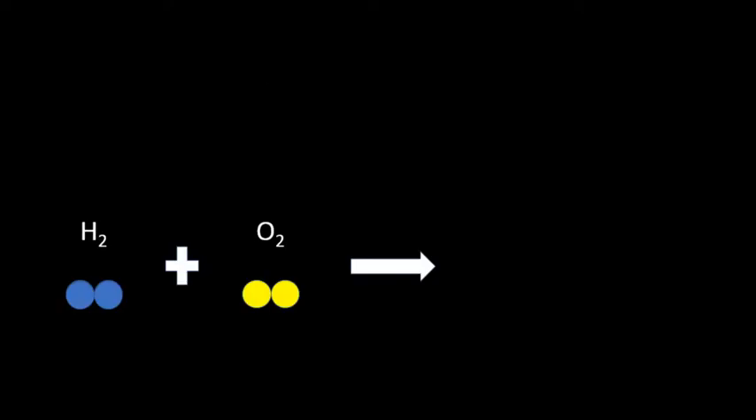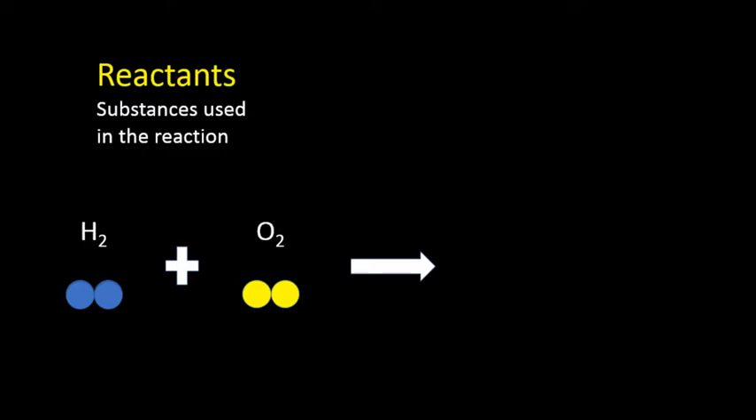This is Quick Clip 3.02, Chemical Reactions, and in this lesson we're concentrating on the signs that a chemical reaction has occurred. So first, let's take a look at an example of a chemical reaction. On the left, we see two atoms or a molecule of hydrogen. We have a molecule of oxygen made up of two atoms, and these are called the reactants. The reactants are the substances that are used in the reaction before the reaction occurs. So it's the two items that we combine together.